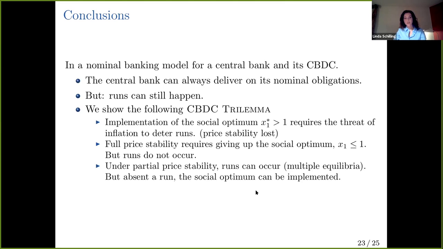And these runs on the price level are, we believe, new to the literature. So we have shown an impossibility result, which we call the CBDC trilemma. The social optimum can be implemented in dominant strategies, so runs no longer occur, but price stability is lost. If price stability becomes the foremost objective of the central bank, then under full price stability, the social optimum cannot be attained. In order to attain the social optimum while remaining a notion of price stability, the runs reoccur on the central bank.